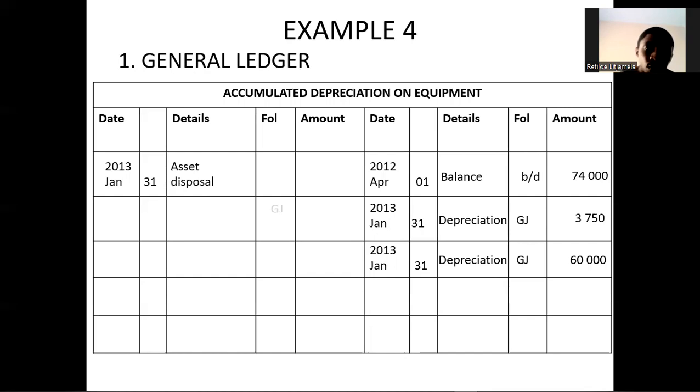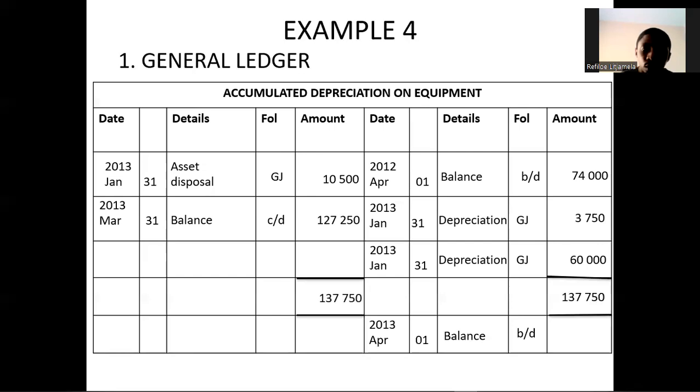And then I will have to put on the debit side the accumulated depreciation of the equipment sold as at the date of sale. If I remember very well, it was 10,500. Look at your asset register. You will know why I took that 10,500. It will give us the carrying value of accumulated depreciation, which is 127,250. And that will be the balance of accumulated depreciation at the end of the year.